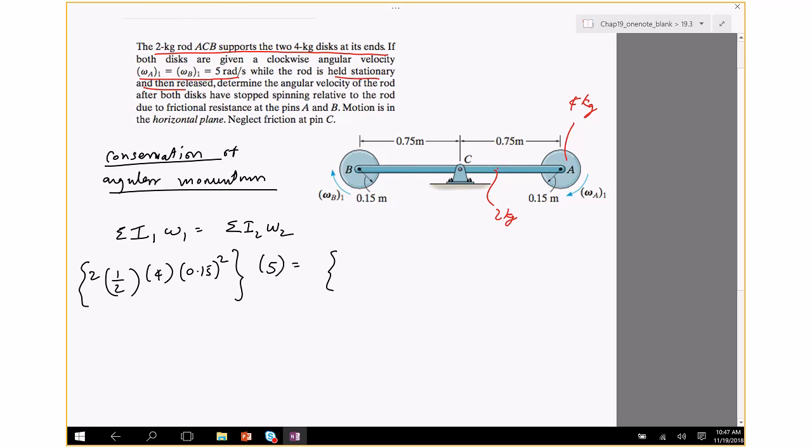Now, in instance 2, the rod as well as the disks are spinning, so we need to find the inertia of the complete setup about axis C. First, let's find the inertia of the rod about an axis passing through C. That's 1/12 mass times the length squared. The length is twice 0.75, so 1.5 squared. So that's the inertia of the rod. Now we need to find the inertia of the disk about an axis passing through C, because the whole system spins about C.